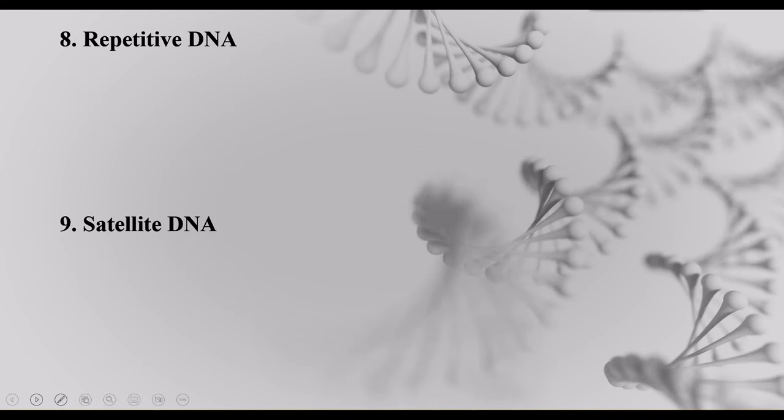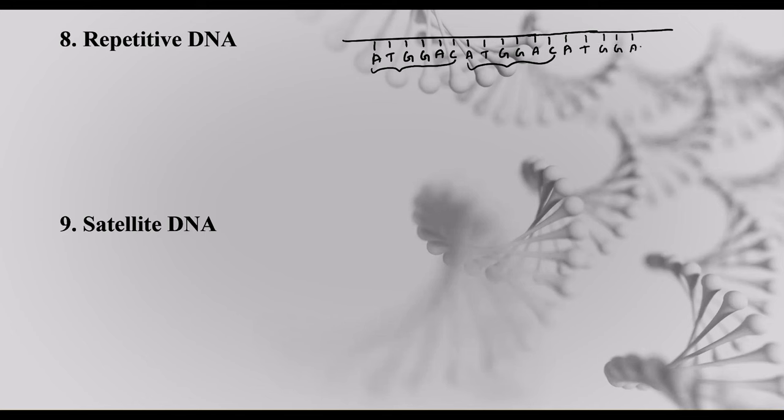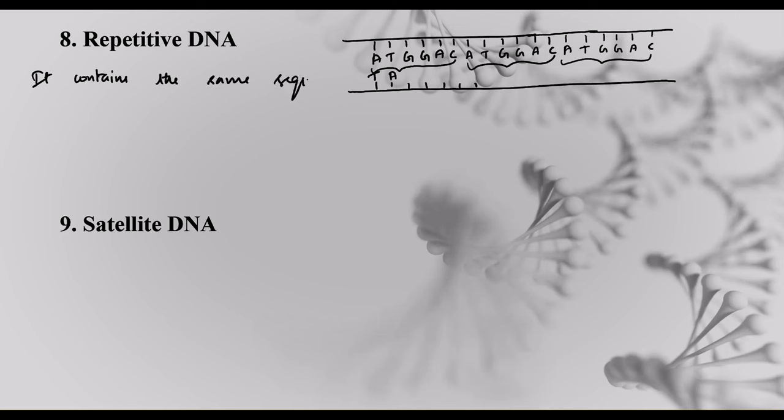Coming to the repetitive DNA, let me draw the DNA here. It has some base pairs. Let me write A, T, G, G, A and C. Okay, so this is one set. Again, it is repeating: A, T, G, G, A, C. Again, it is repeated. Obviously the complementary base pairs will be there in the other strand. If there is A, T will be here. If there is T, A will be here. So this gets repeated. It is a part of the DNA which contains the same sequence of nitrogen bases. So these are the nitrogen bases.